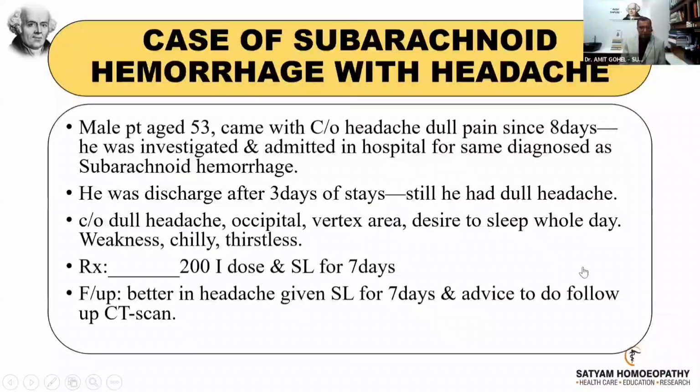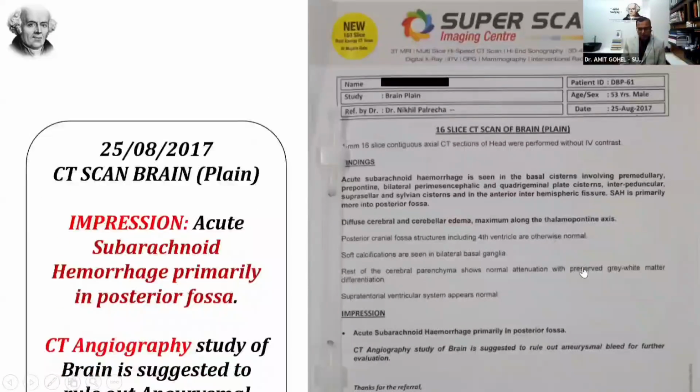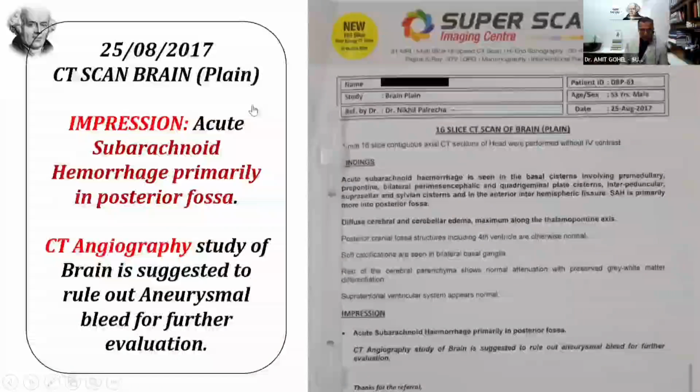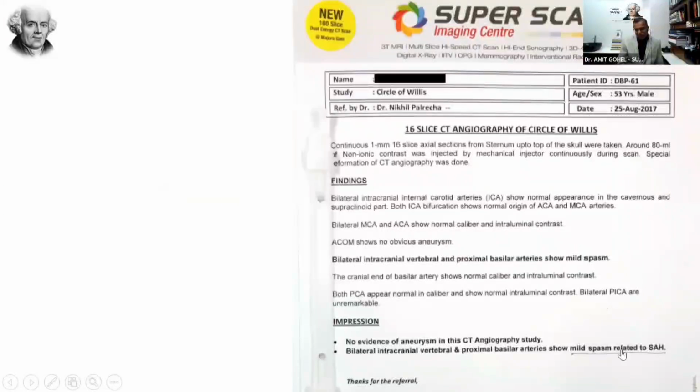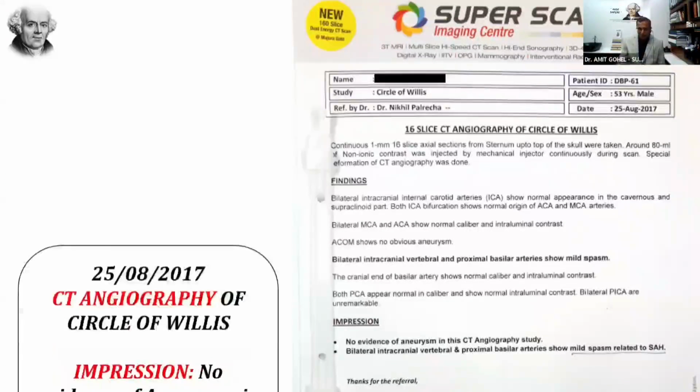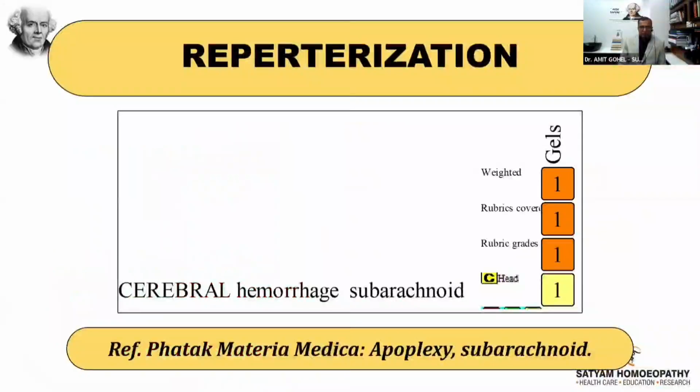Many of you know these cases because I have shared them many times. This was the report of the patient. The report on 25th of August 2017: subarachnoid hemorrhage in posterior fossa. CT angiography was done, and that suggests there is a spasm related subarachnoid hemorrhage. So the miasm is psoro-syphilitic, blood vessel spasm leading to hemorrhage. I'm going a little bit faster. Repertorisation: cerebral hemorrhage, subarachnoid. The only remedy is Gelsemium, and in Phatak's repertory it is written apoplexy, subarachnoid.